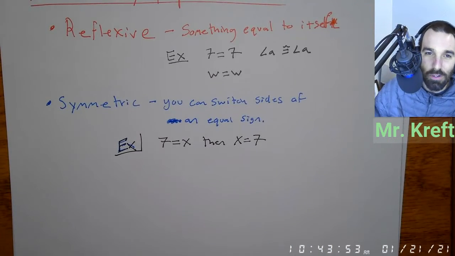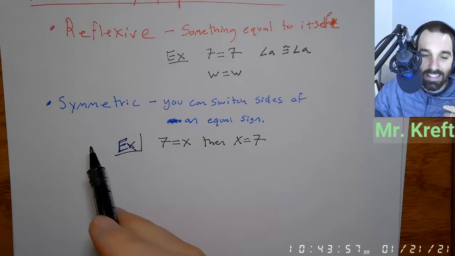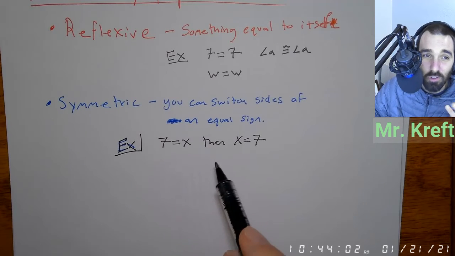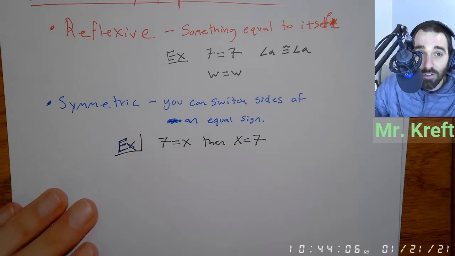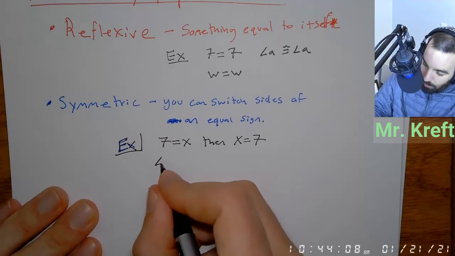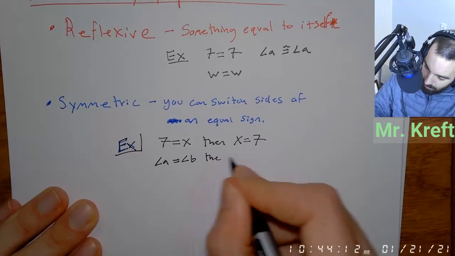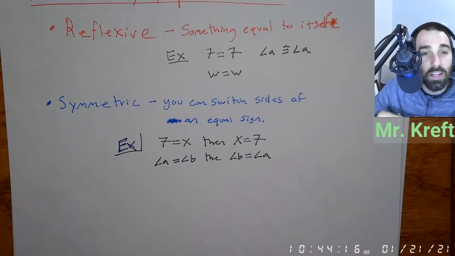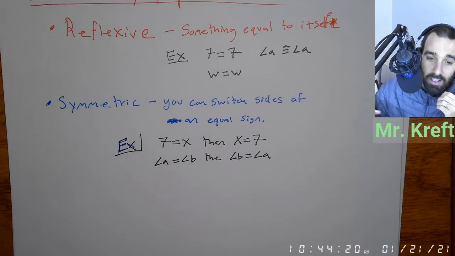Right? Like in algebra, didn't you just do this? I think this is a really petty property. Who would take the time to write this down? But it's there and it's true, right? 7 equals x is the same as x equals 7. And you can do this with symbols too. So for example, if angle A equals angle B, then angle B is the same as angle A. So again, the symmetric property is just switching sides of that.